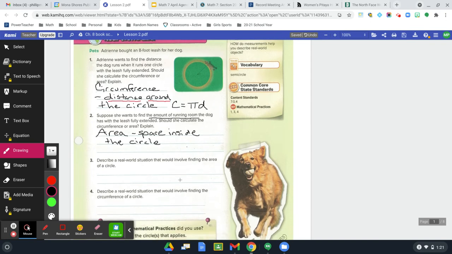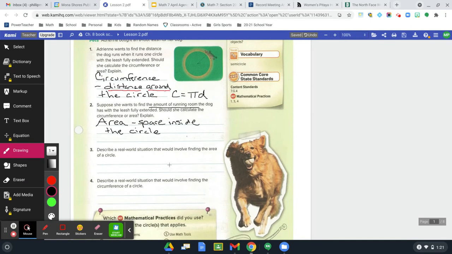Now, number 3, describe a real-world situation that would involve finding the area of a circle. And there's lots of different examples that you could come up with and that you might be thinking about. Obviously, since I'm doing this on video with you, I'm going to give you one of my examples, but you might have something completely different, and that's great. So involving the area of a circle. So what if I wanted to compare pizzas?